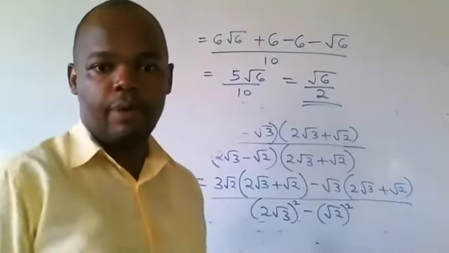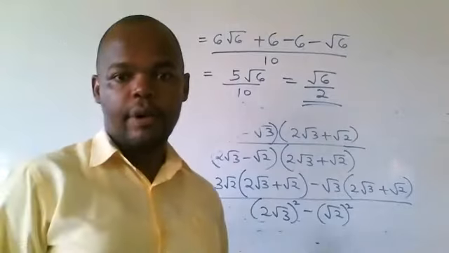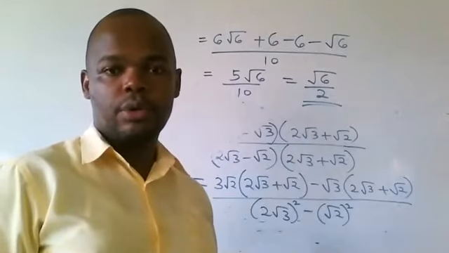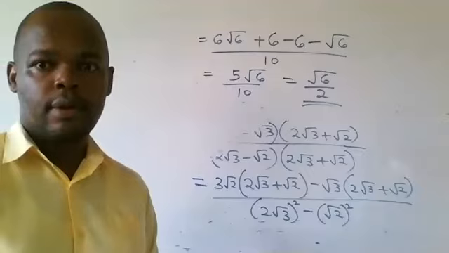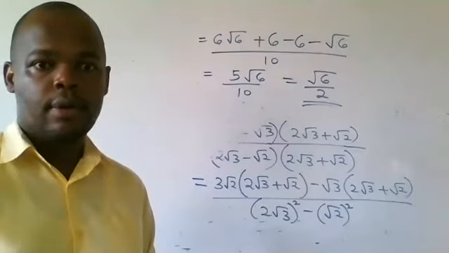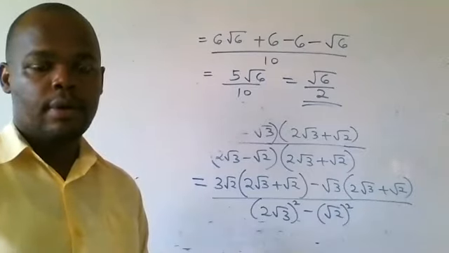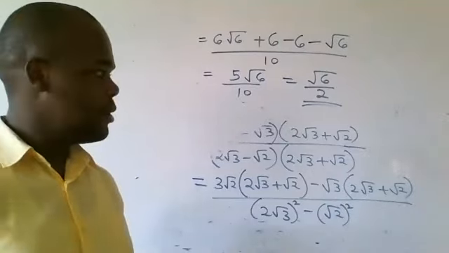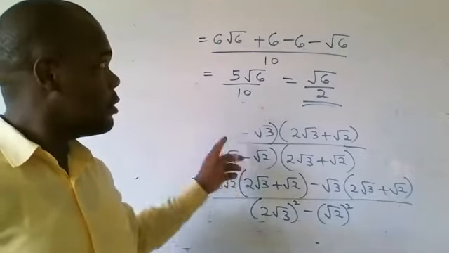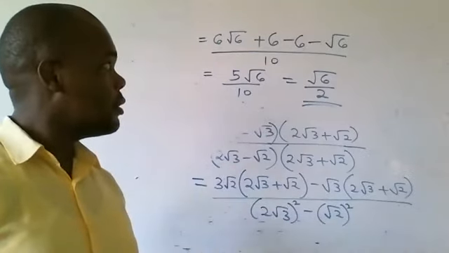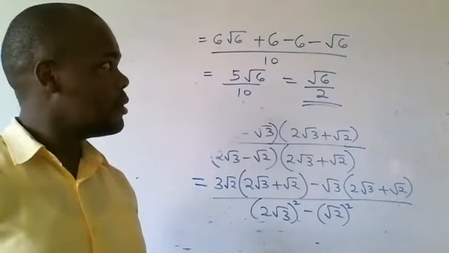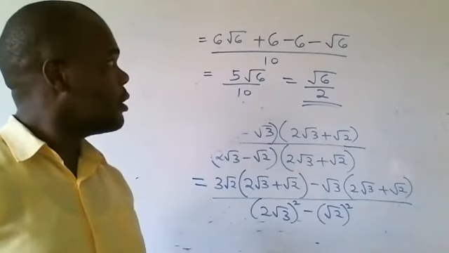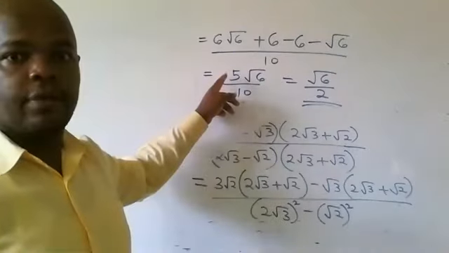Yes, Paul Alvin, you have an issue? Yes. There where we divided, the first one there, 6 square root 6 plus 6 minus 6, then minus square root 6 divided by 10. How did you get 5 square root of 6 over 10?